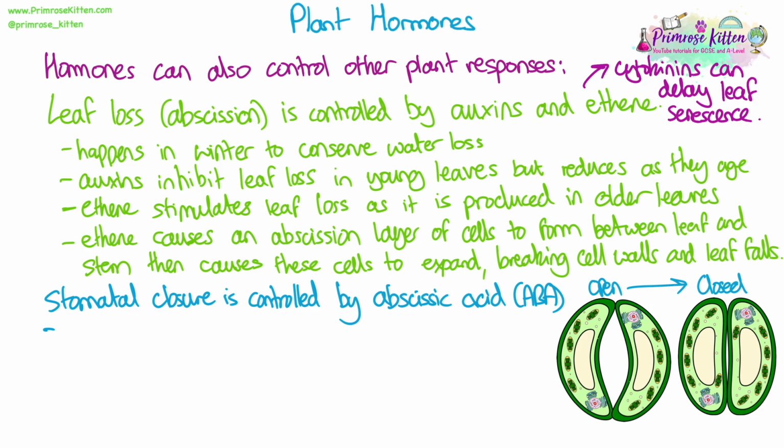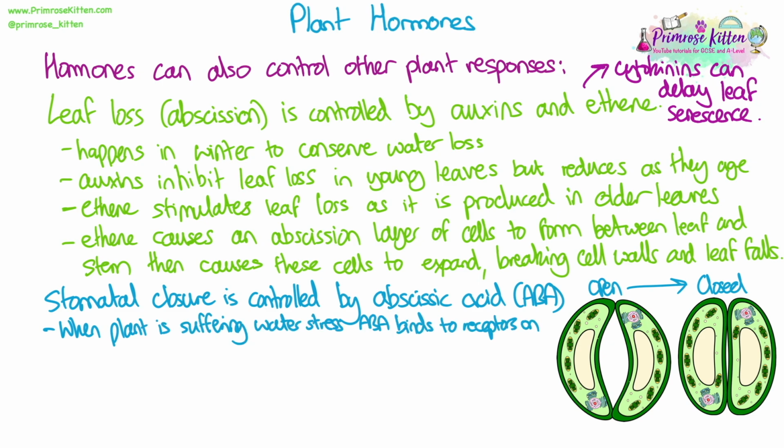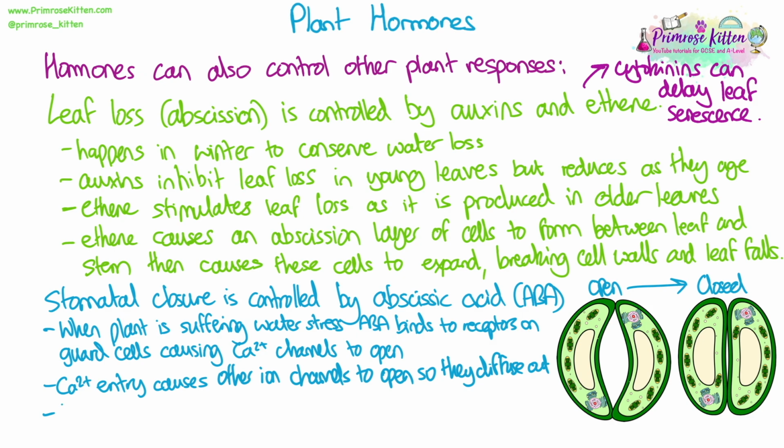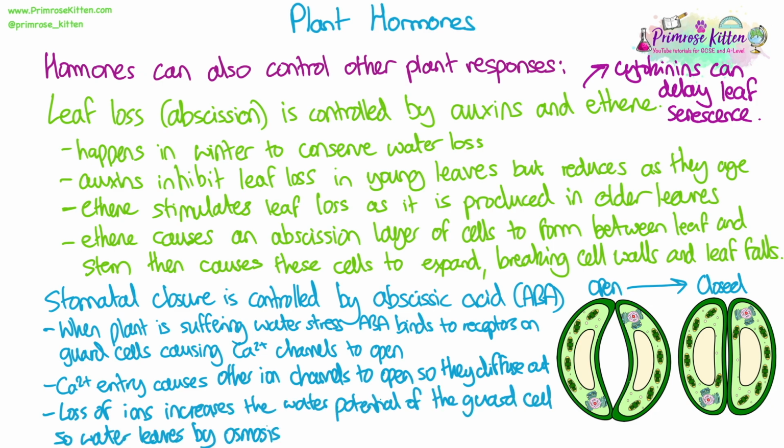Stomatal closure is also controlled by abscisic acid, or ABA. When a plant is suffering from water stress, like drought, ABA binds to receptors on guard cells, causing calcium ion channels to open. Calcium ions enter, and they cause other ion channels to open in the guard cell, and these ions then diffuse out. The loss of ions increases the water potential of the guard cell, and it decreases the water potential surrounding the cell. So water follows the ions and leaves by osmosis. This causes the guard cells to become flaccid and causes them to close.